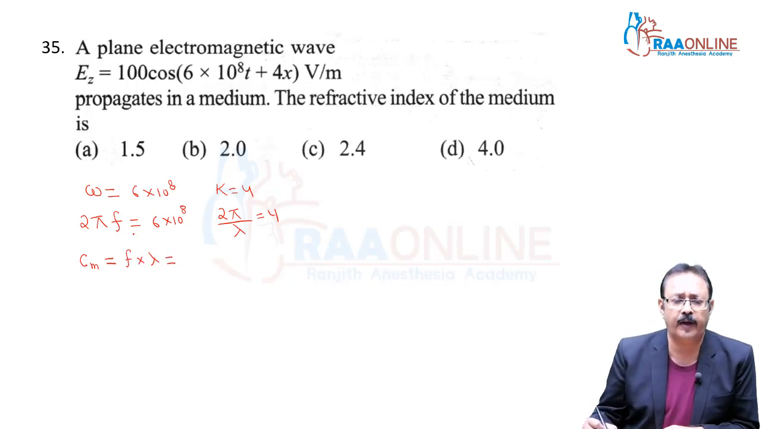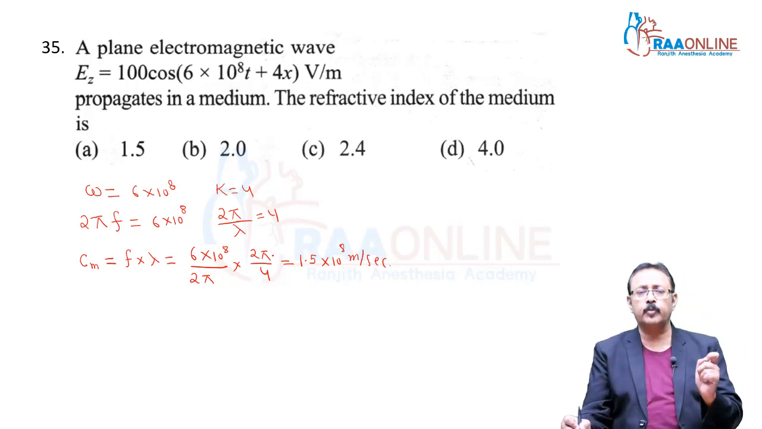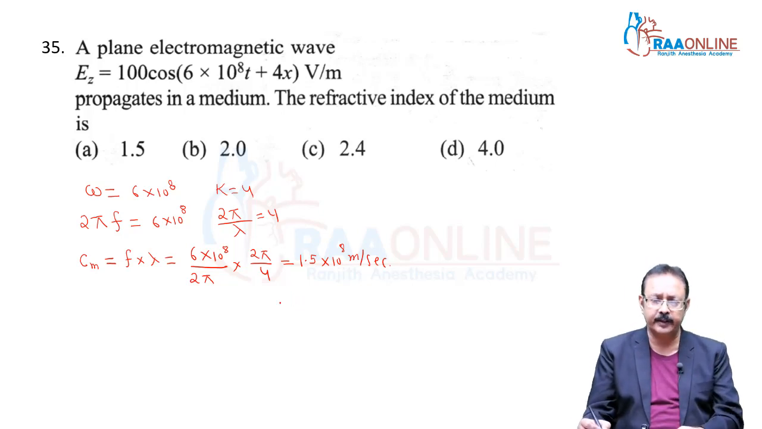What is the value of f? 6 into 10 to the power 8 divided by 2 pi. What is the value of lambda? 2 pi by 4. So what are we going to get? 6 by 4 means 1.5 into 10 to the power 8 meter per second. It means the electromagnetic wave in this medium is moving with this velocity.